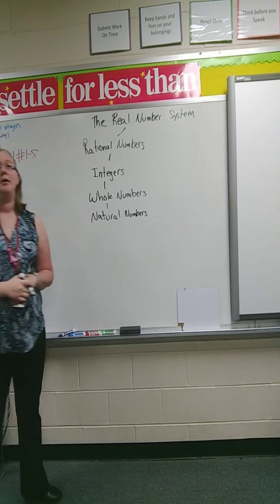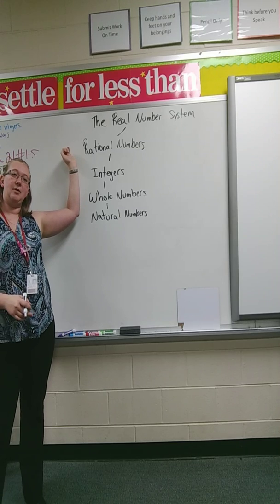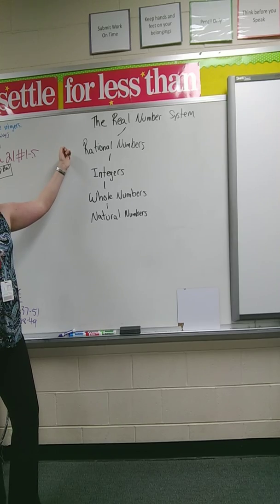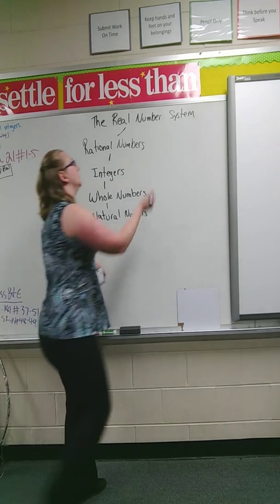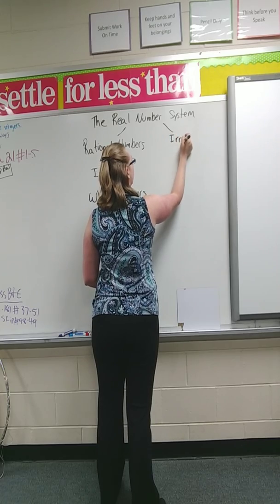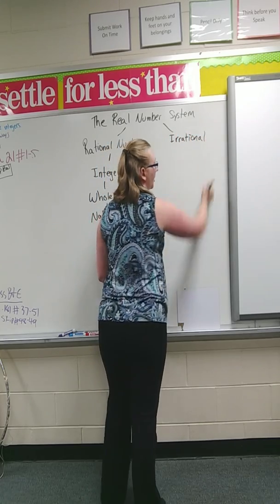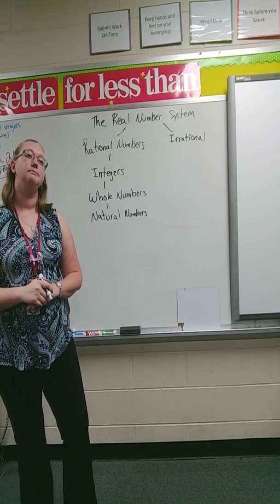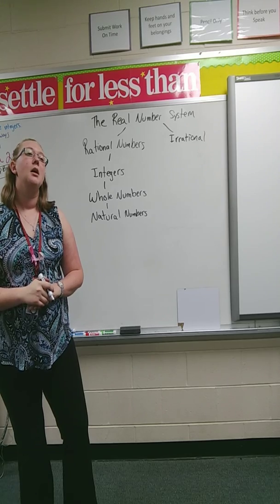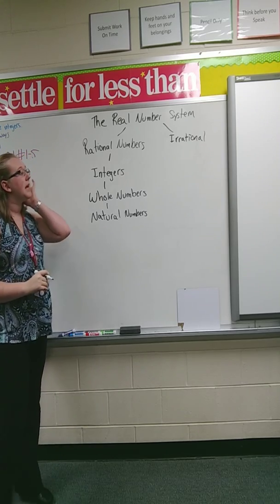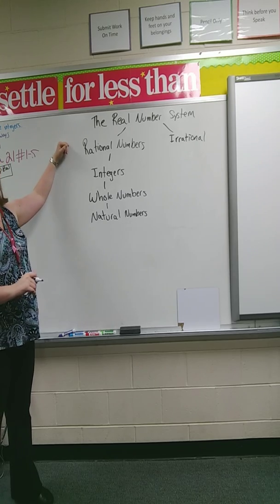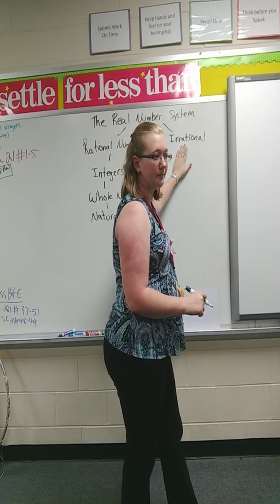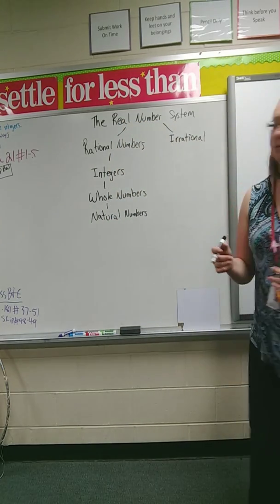Okay. Now, if our numbers are not rational, what type of number would we have? What would be the opposite of rational? Irrational. So, we've looked at natural numbers and whole numbers and integers and rational numbers before. Well, now we're going to add in the irrational.